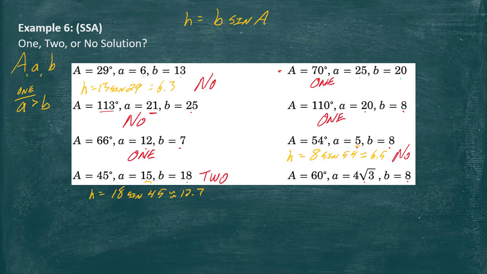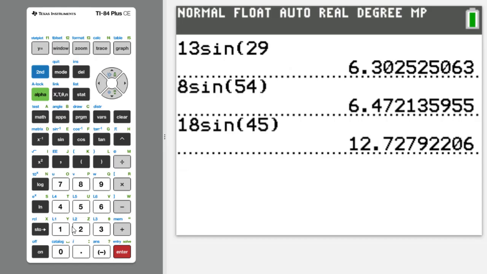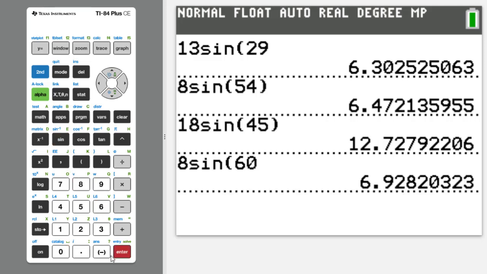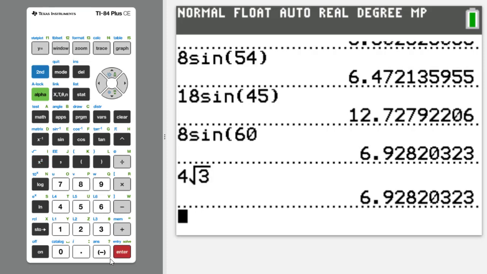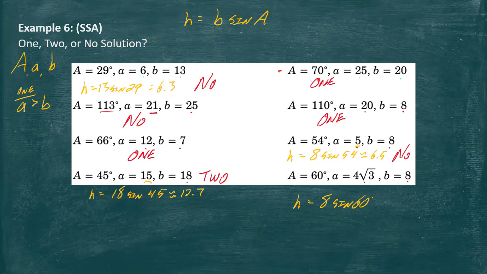And then the last one, if we try and figure out what this one would be, our height would be 8 times sine of 60 degrees. And if we figure out what that would be, 8 sine of 60 gives us that decimal. And we probably should figure out what 4 rad 3 is as a decimal. And if we look at it, they actually are perfectly the same. So this is that one rare case where the height is actually equal to the A value, which is one of the 1 solution cases. Can't really fit that one on there. So this one would be 1 solution, since it created that specific case where the height and the A value, or the opposite side, were identical, which means it creates that 90-degree angle.